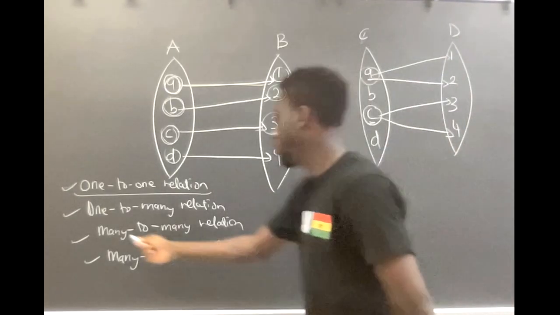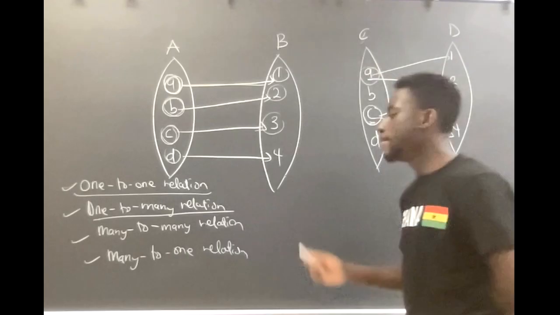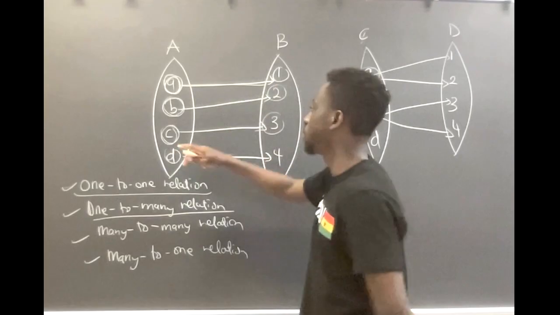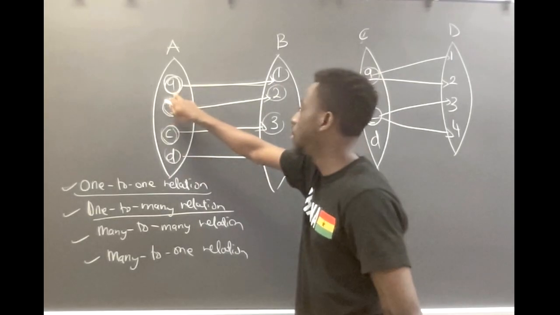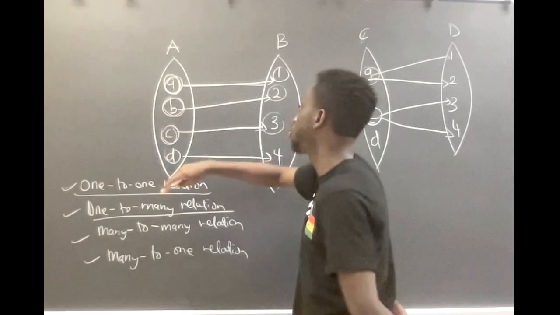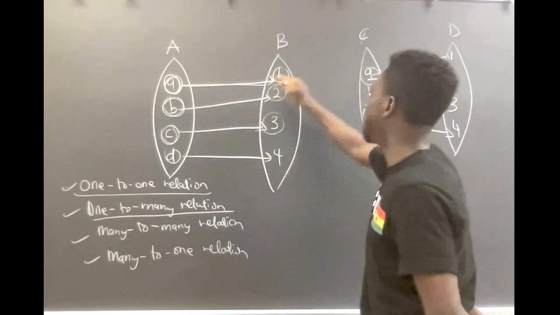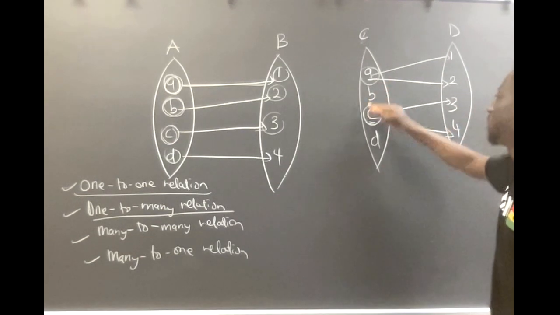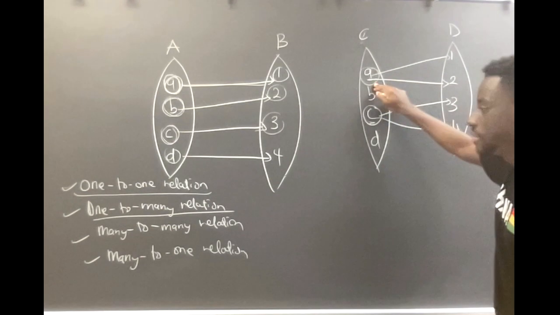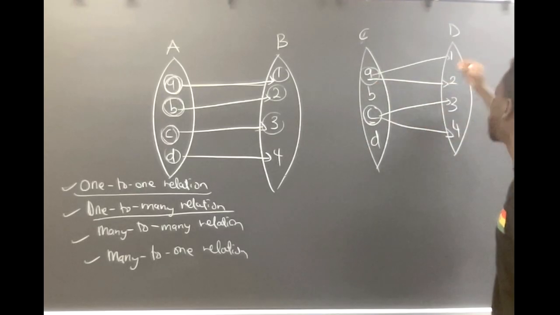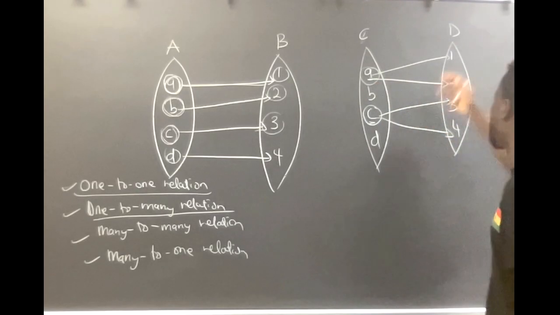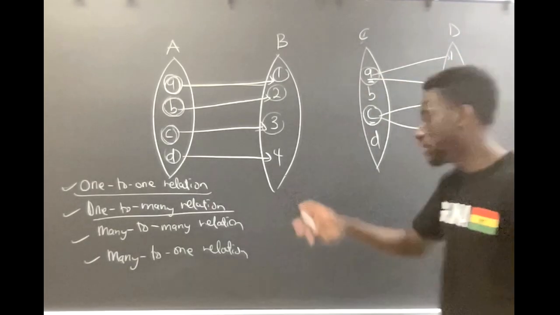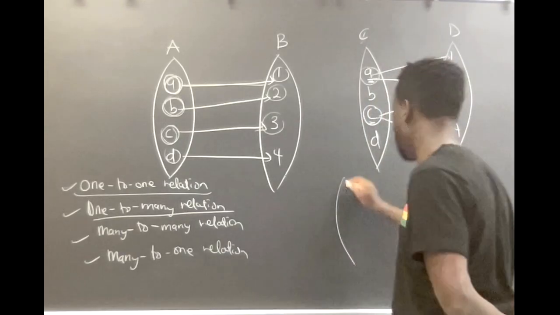The third type is the many-to-many relation. If you've been following the gist, we started with one to one. One to one is saying each element of set A is mapped onto one and only one member in set B. We moved on to one to many, where each element in set C is mapped to two or more of the elements in set D. So it's one element to many elements, right? The third case, if you've guessed, is many to many.